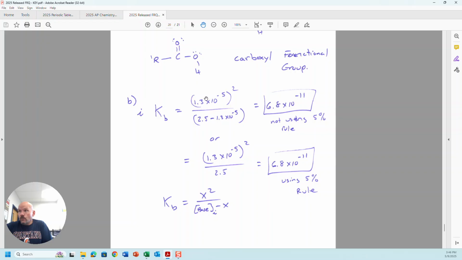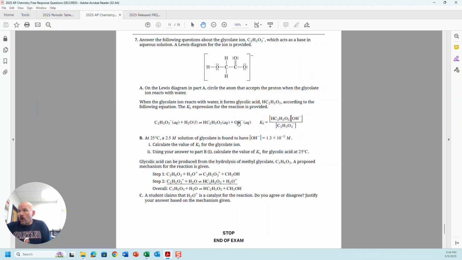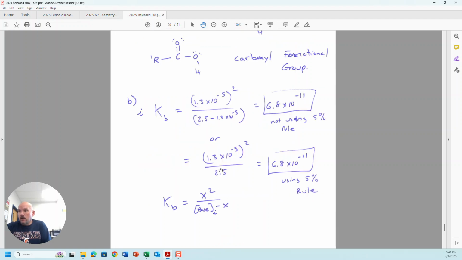So if I don't want to do the 5% rule, I would do 1.3 times 10 to the negative 5 squared, because for every 1 mole of hydroxide, we get 1 mole of this. So whatever the concentration of the hydroxide is, that's the concentration of the conjugate acid. And then the initial concentration minus the hydroxide concentration would be the concentration of this at equilibrium. So we're doing 1.3 times 10 to the negative 5 squared divided by 2.5 minus 1.3 times 10 to the negative 5.